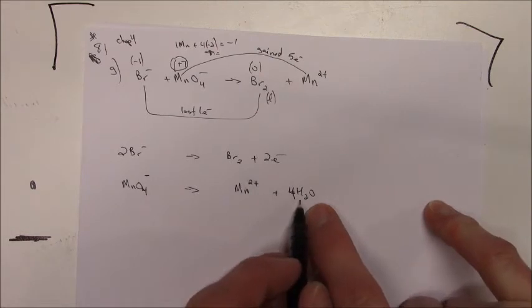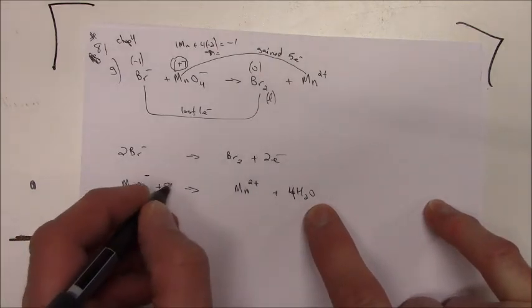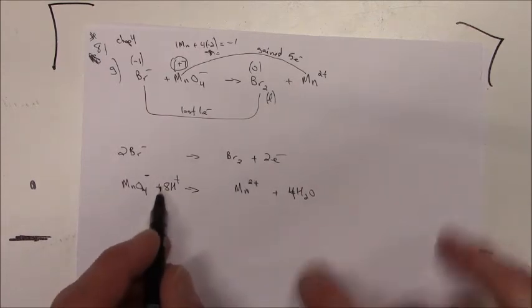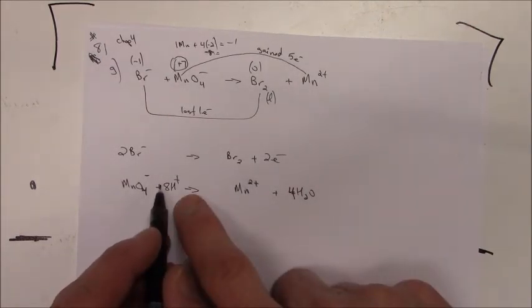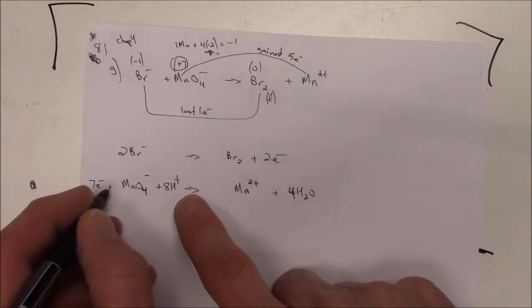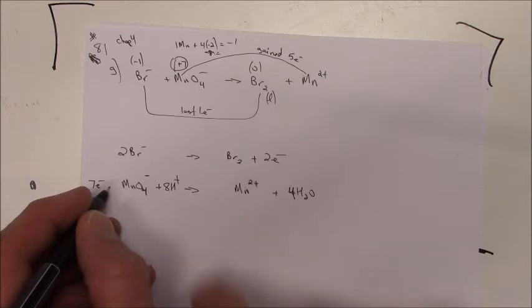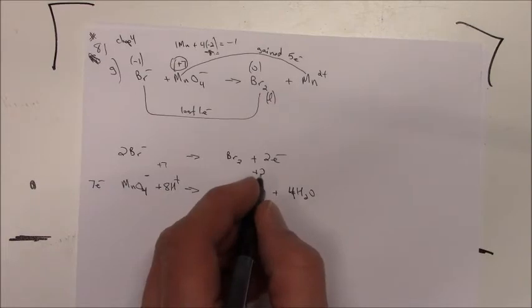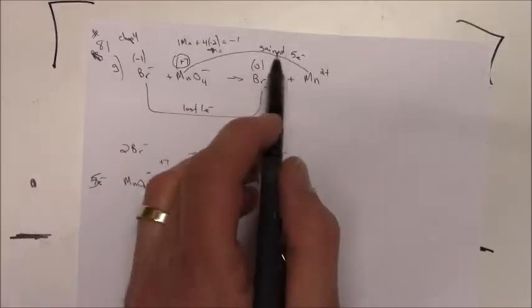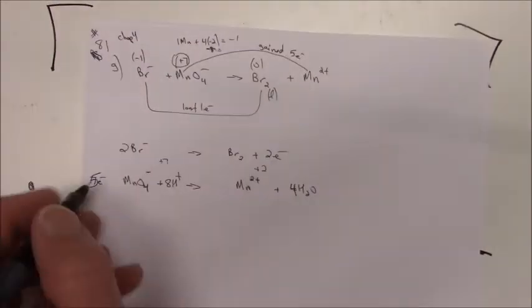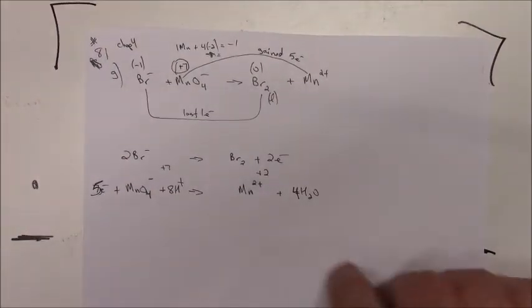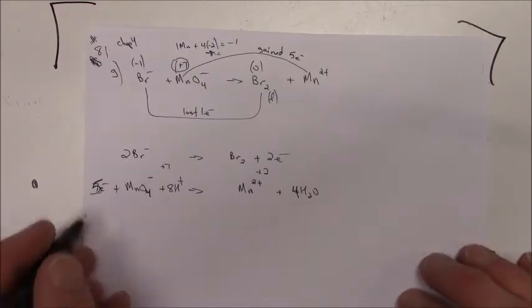4 oxygens. I need 4 H2Os. Balance the H's using H plus. So you've got 8 H pluses. Now this side is a +2. This is a +7. So you need 7 electrons. Wait a minute. This is plus 7, this is plus 2. The difference is 5. And I could tell up here, the way this is looking, 5 electrons. So a lot of times that number, or a multiple of it, will be what you need here, so you'll catch that. So that looks okay.